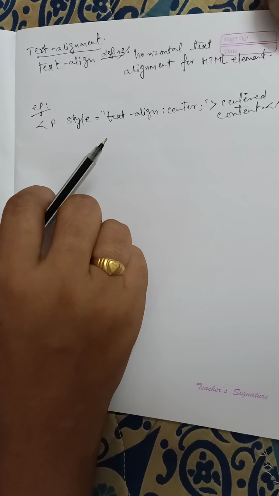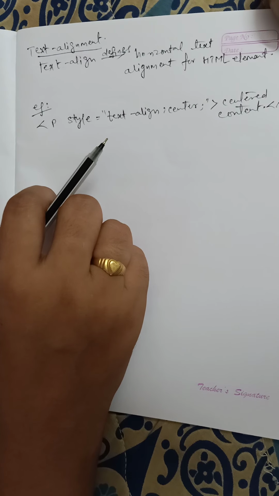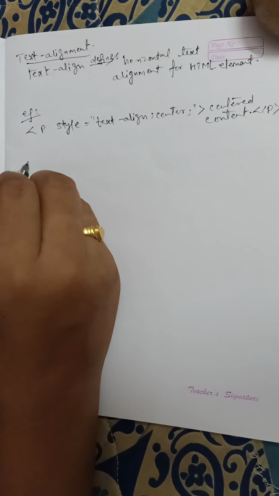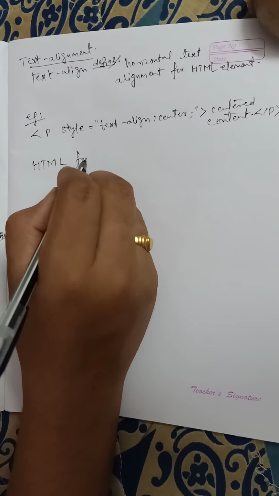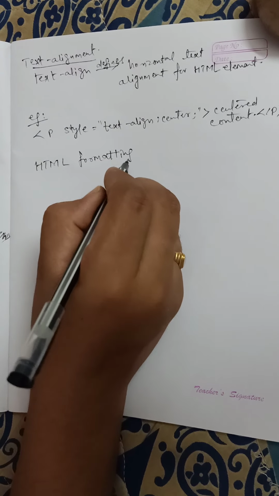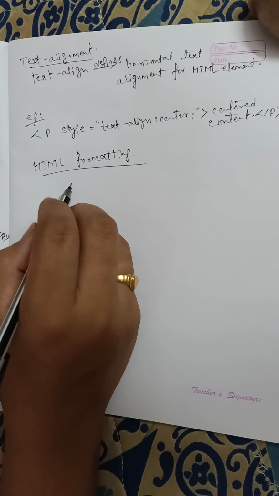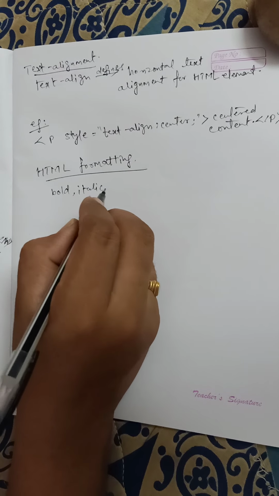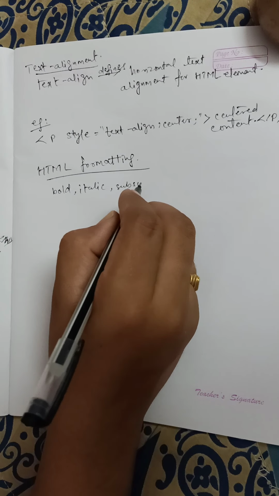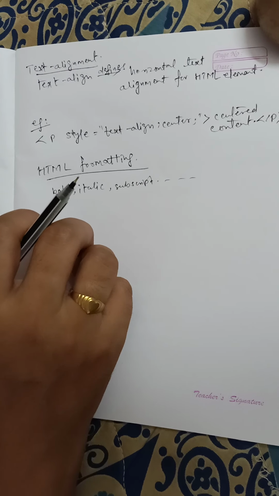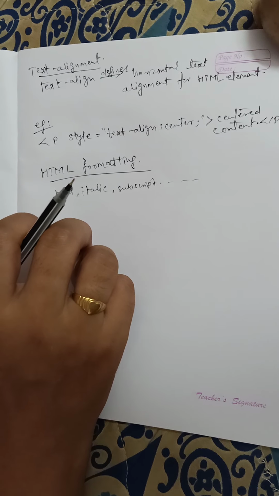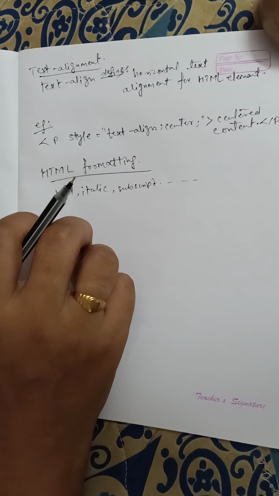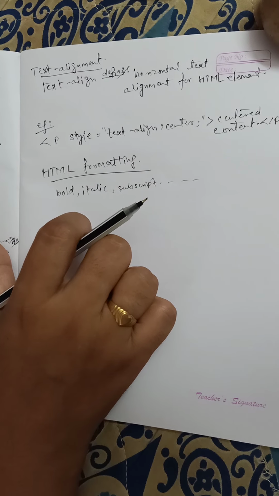Okay. Now, next, let's discuss something about our HTML formatting. So formatting here means what? We have bold, italic, then we have subscript, many types are there. So whenever we are writing text, with a text I can set the text alignment, I can set the text color, text background, and text formatting itself also.